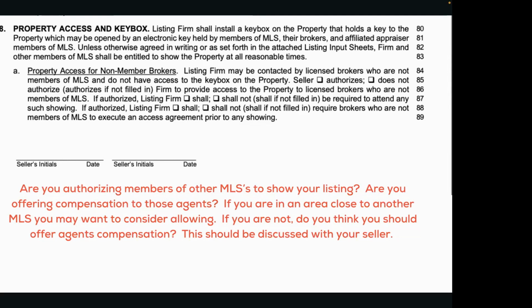This really needs to be discussed with your seller. There are also forms that need to be filled out if you do offer compensation to brokers outside of the Northwest MLS. And I don't know how the key box entry works. I think that you may need to actually be there for the key box entry, or see if there's a one-time open code that you can get. I know that it is a little bit more complicated than just saying, go ahead and open up the box.